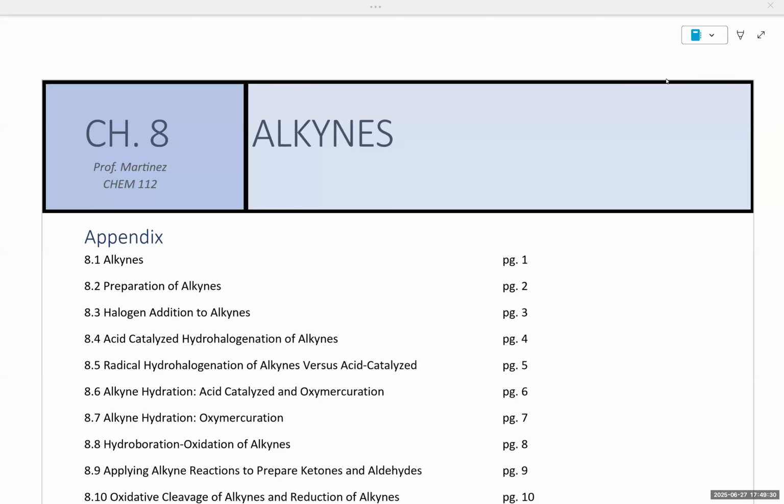Continuing on with the organic chemistry lecture series, we're going to move on to begin our discussion of Chapter 8, which focuses on alkynes. A lot of the reactions that we're going to see for alkynes are very similar to what we see in prior chapters, such as Chapter 7 for reactions of alkenes. Mechanistically, a lot of these reactions are going to be very, very similar.